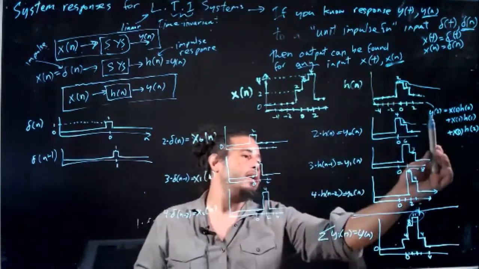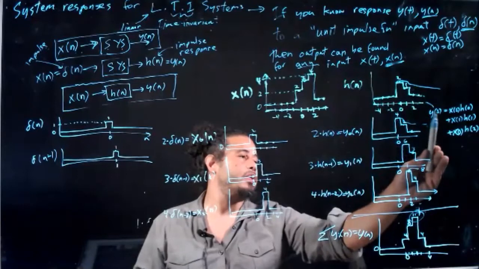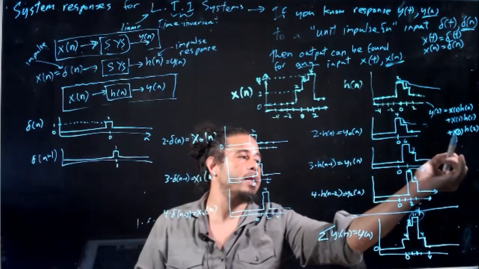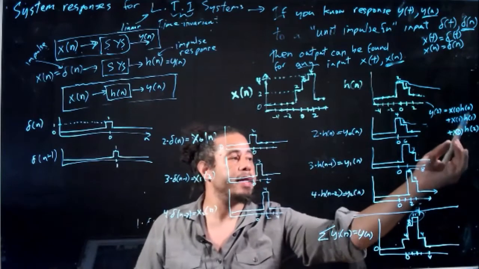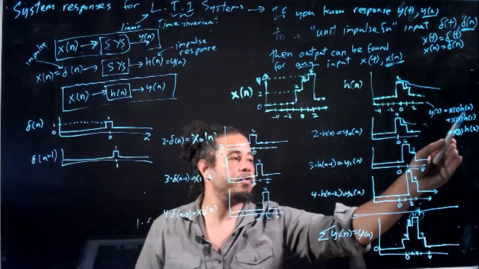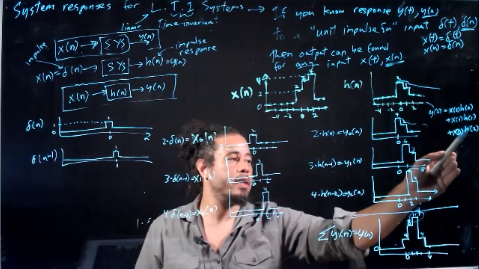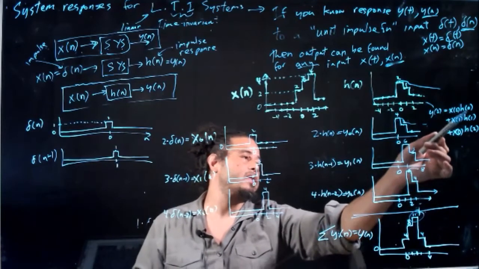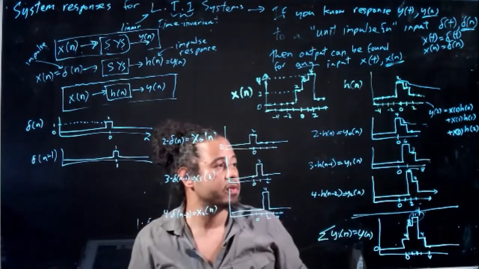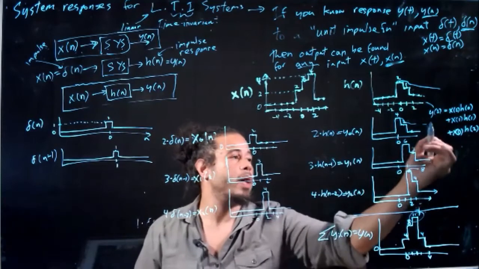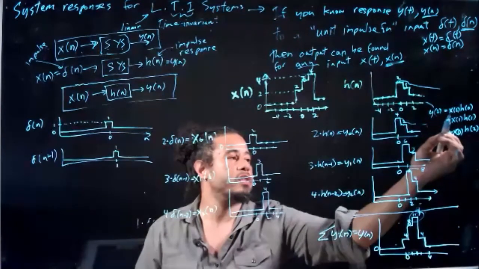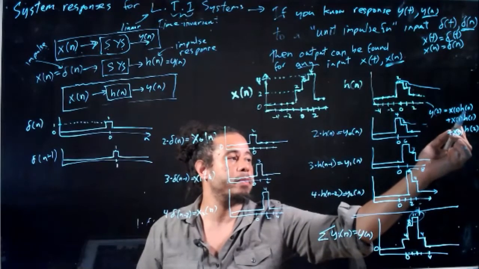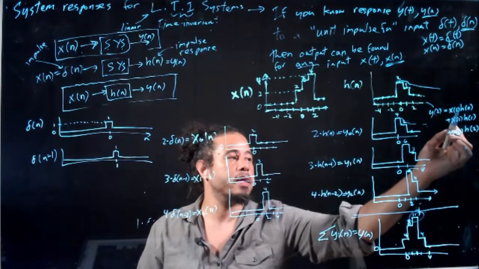So what we did to get y of 2 is we took the various values inside of x, x2, x1, and x0, and we multiplied them by some corresponding values of the impulse response, h0, h1, and h2. As the index on x is going down, the index on h is going up, so they're going in opposite directions. And that makes perfect sense, because if you want to get the output at time 2, you take the input at time 2 and look at the immediate response from it, the response that's h of 0.